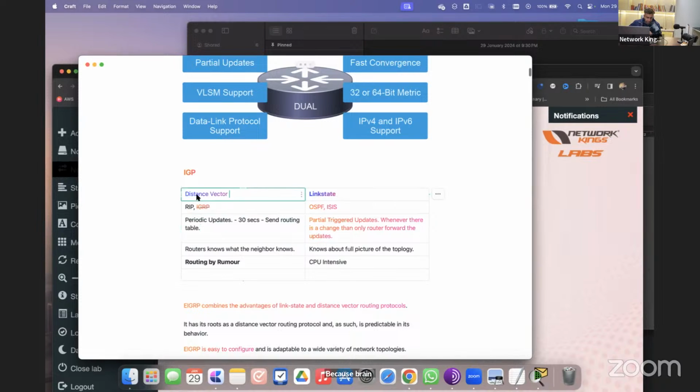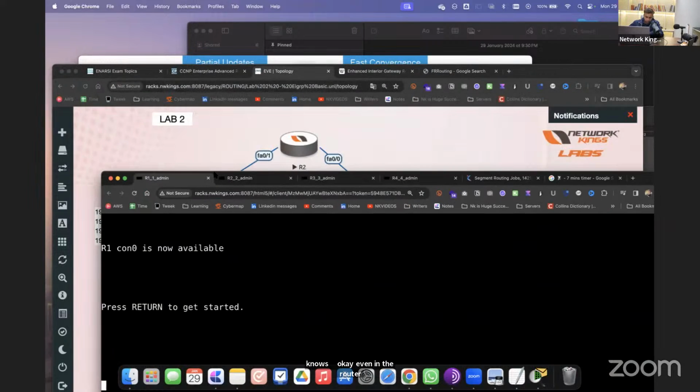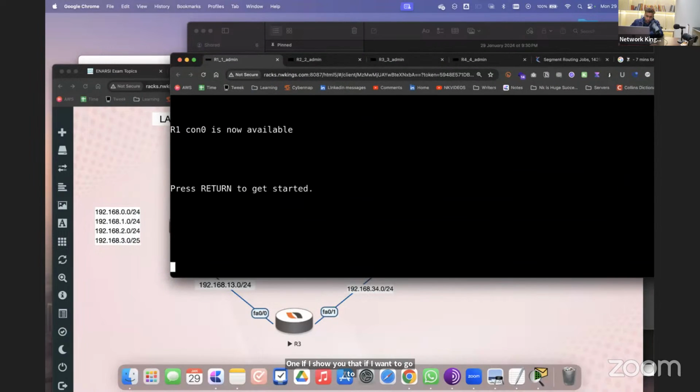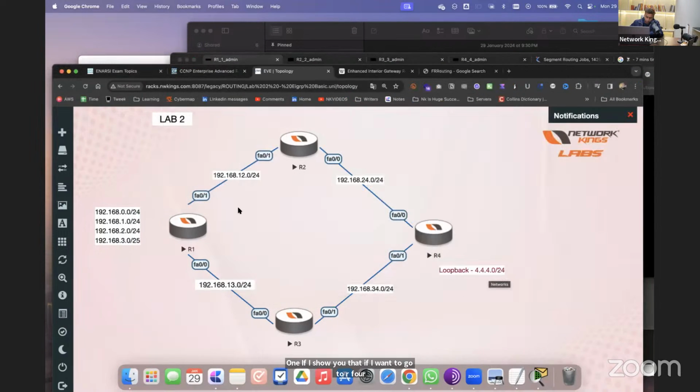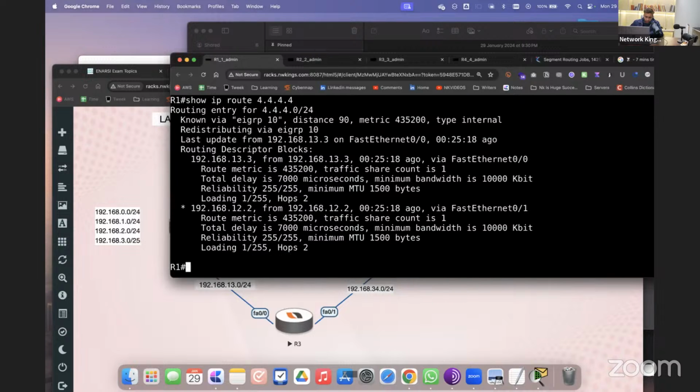So now in distance vector, the router knows what the neighbor knows. Like if router 1 knows about R4 with the help of R2 and R3, because when you go to R1, if I want to go to R4 loopback 4.4.4.4, show IP route 4.4.4.4. So you can see I can go to 4.4.4.4. I have two paths. One is 13.3, one is 12.2.